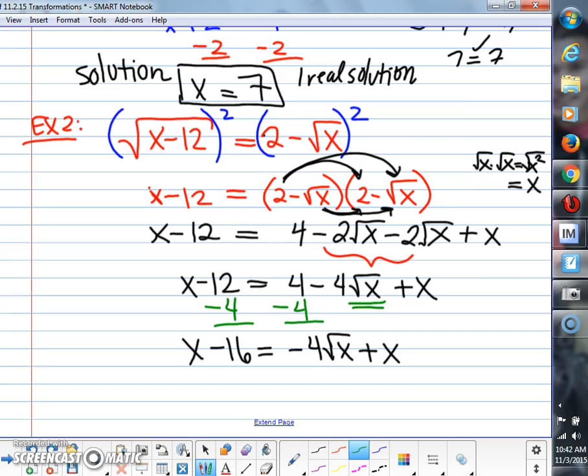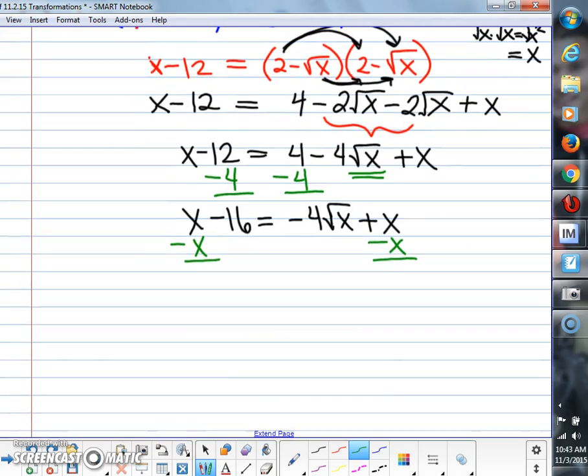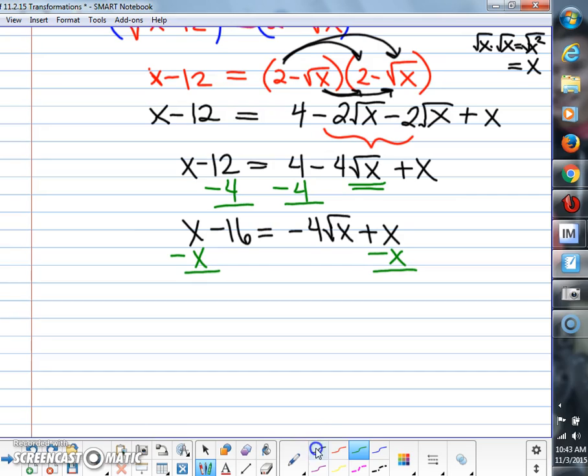What do you say we get rid of next? Yeah, we're going to subtract x from both sides. Whatever you do to one side, you have to do to the other side. And what ends up happening to the x's? They cancel, they go away, they become 0. Okay, so you're left with negative 16 is equal to negative 4 square roots of x.